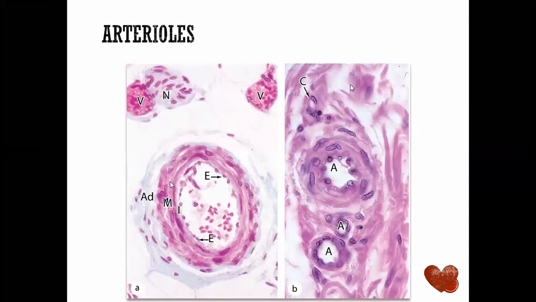Here's another view. Here you have your arteriole. Take note that the media is always thick. Always thick here, like this. Of course, your red blood cell. You have your internal elastic membrane. Tunica intima, tunica media, tunica adventitia.